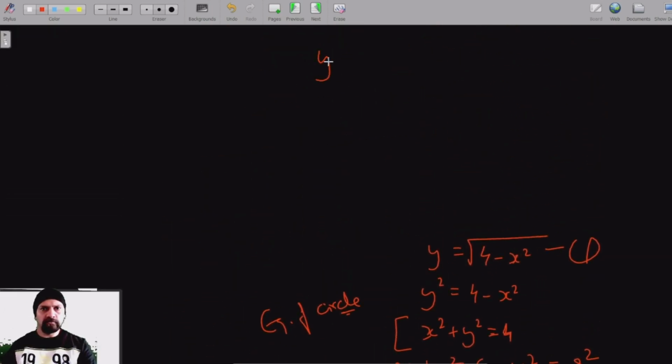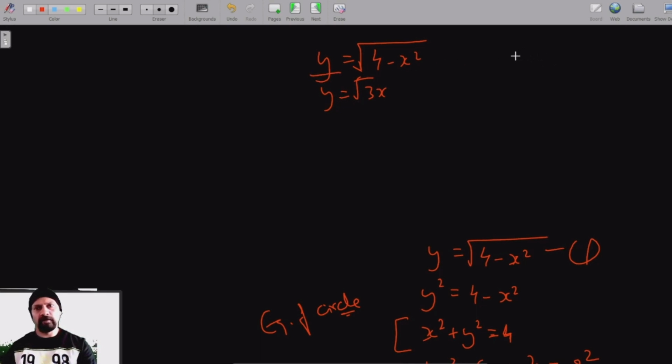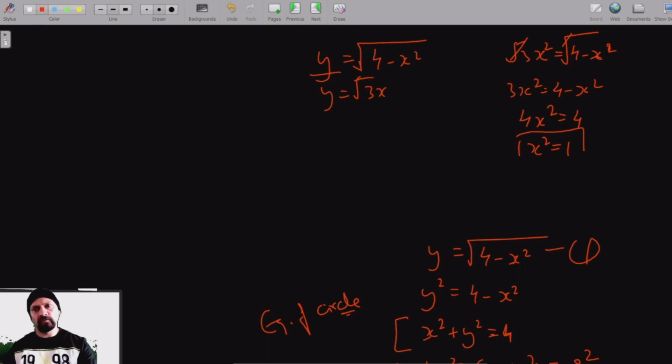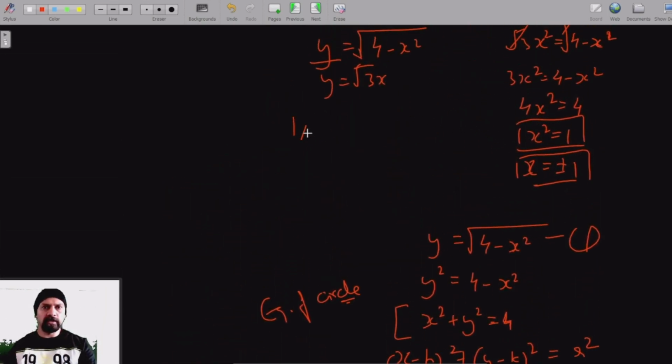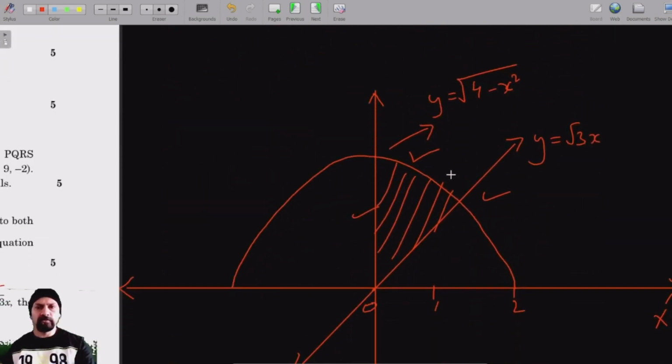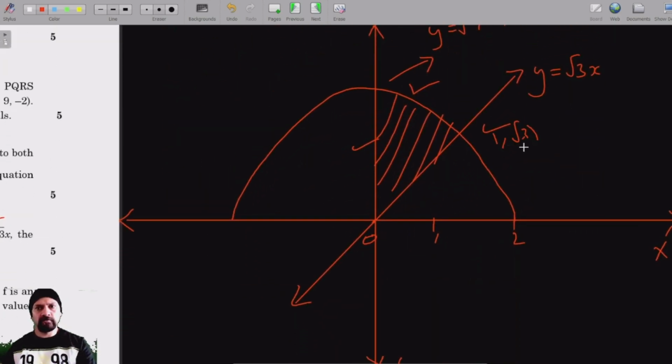Solving 1 and 2, y is equal to root of 4 minus x squared and y is equal to root 3x. So let's put the value of y, which is root 3x, and squaring on both sides will cancel out the root. So 3x squared is equal to 4 minus x squared, which is 4x squared is equal to 4, and x squared is equal to 1, which gives x is equal to plus minus 1. But we have to stick to the first quadrant, so we will consider the value of x as positive 1 and y is now root 3. So the point of intersection is 1 comma root 3.